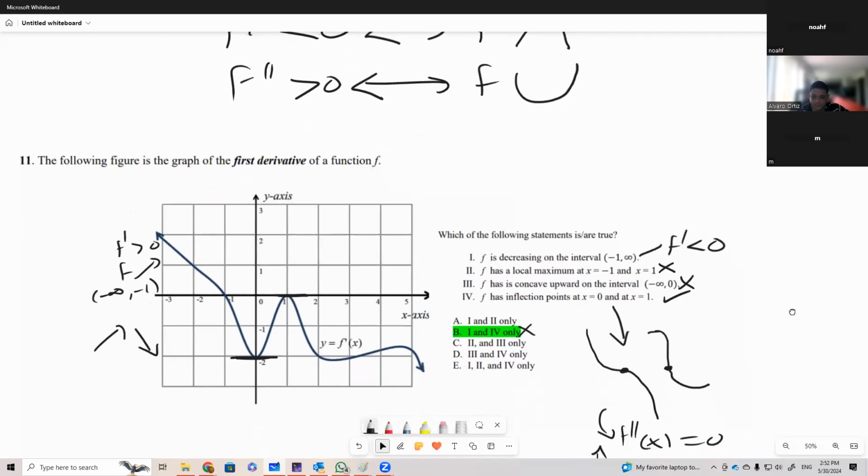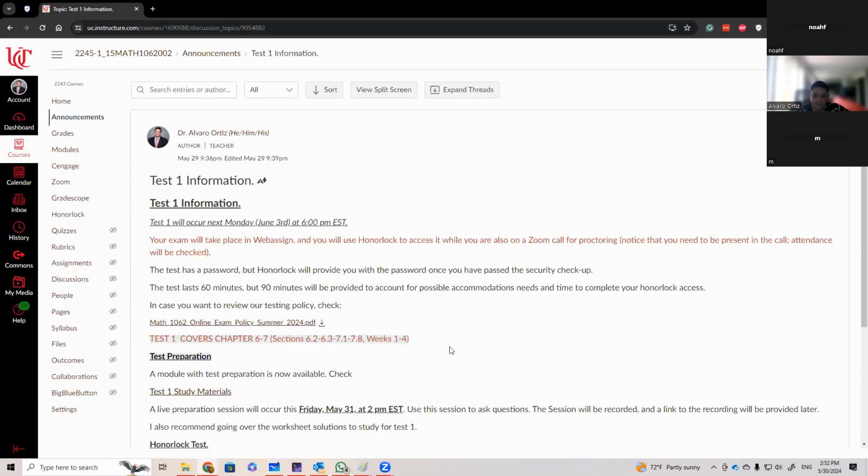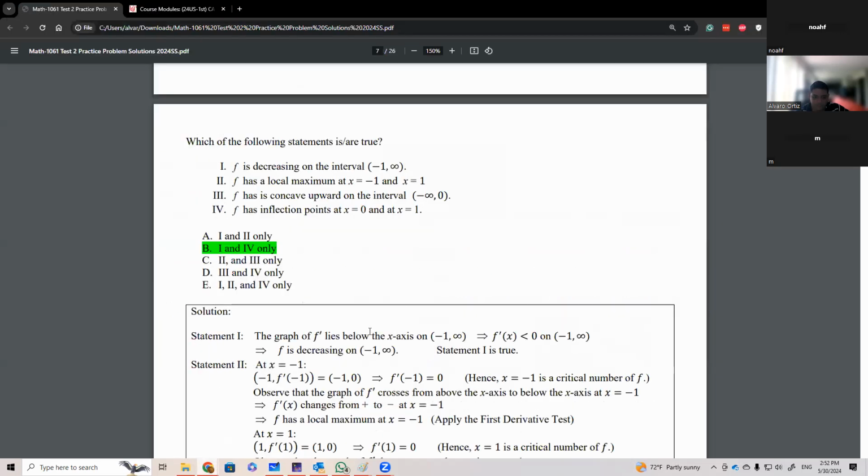Okay. Do you have another question? I just wanted to see the answer to 21. The answer to 21? It's another mean value theorem.